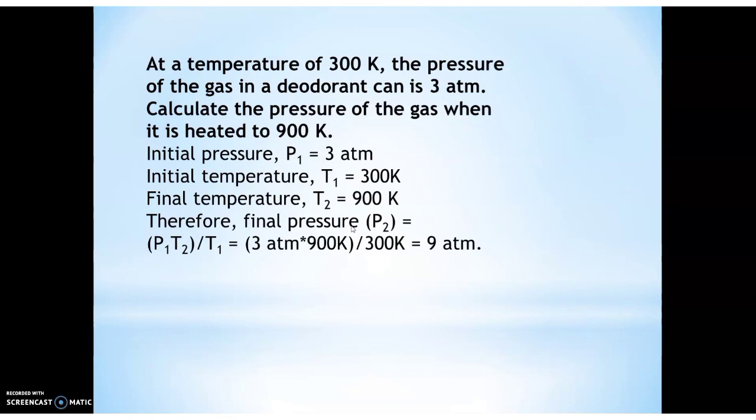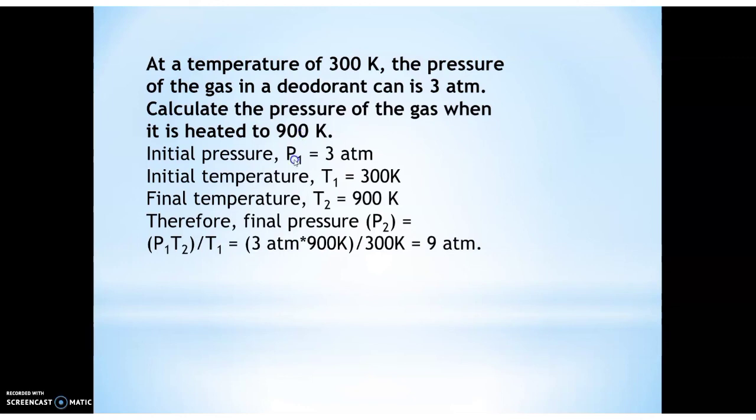We'll see one problem. At a temperature of 300 Kelvin, the pressure of the gas in a deodorant can is 3 atmospheric pressure. Calculate the pressure of the gas when it is heated to 900 Kelvin. Here, initial temperature is given, initial pressure is given. What will be the variation in the pressure at 900 Kelvin? So, final temperature is given. We have to calculate the final pressure.